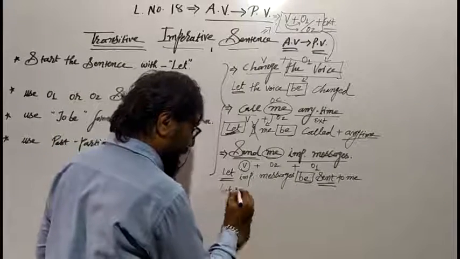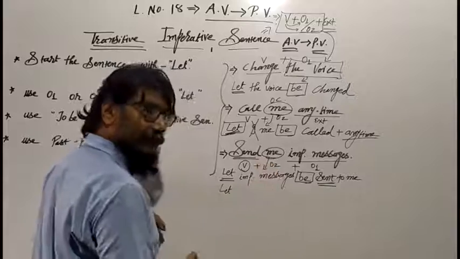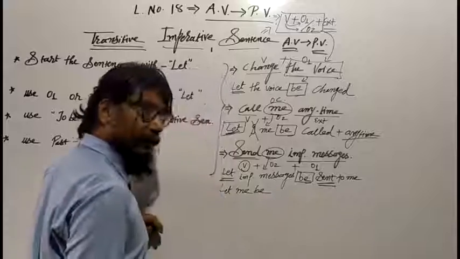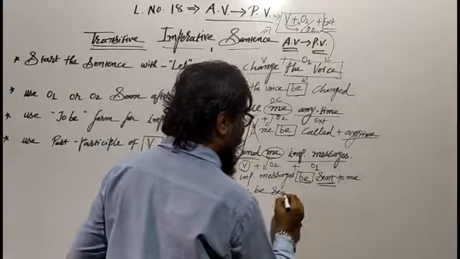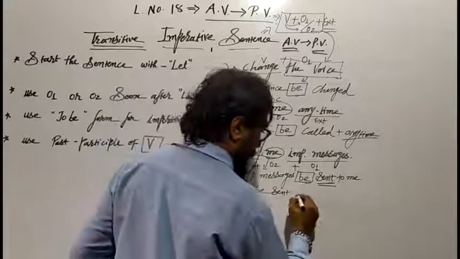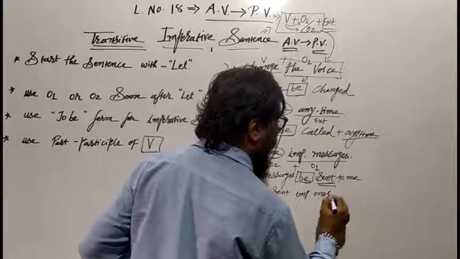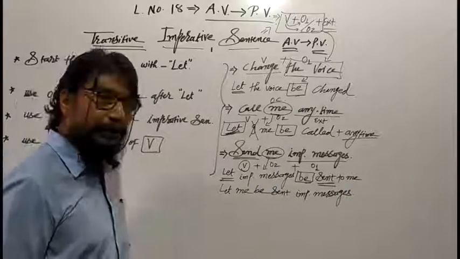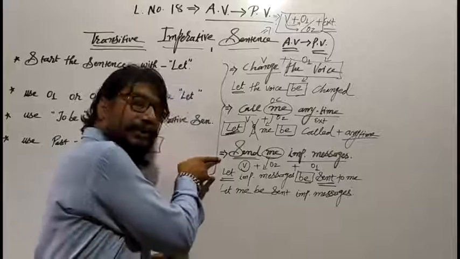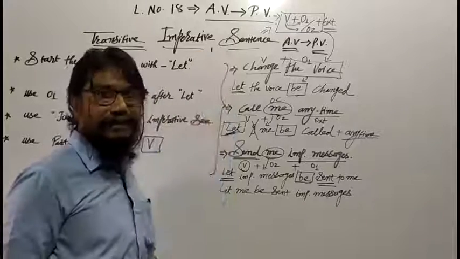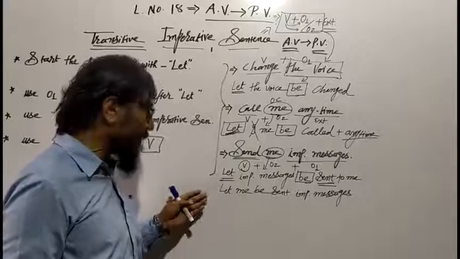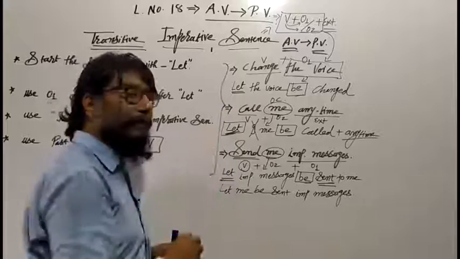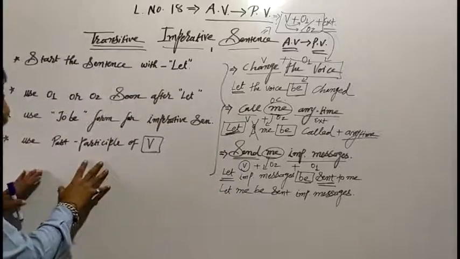And what is that? Let. This will come in front. Let me be sent important messages. What is this? This is double passive structure in a transitive imperative sentence. What is this? Double passive. What is this? Single passive. What is this? Single passive. This thing is much more important for you.